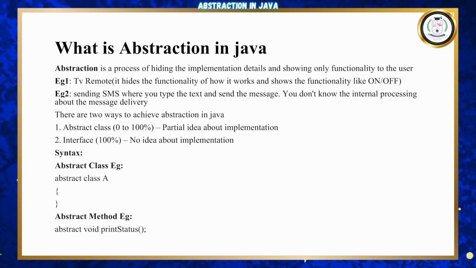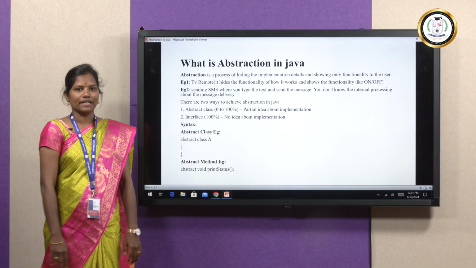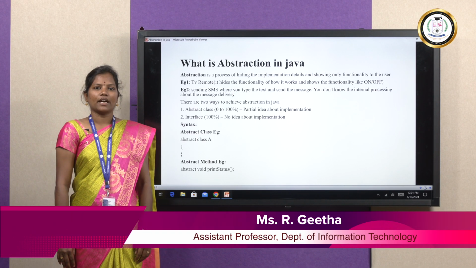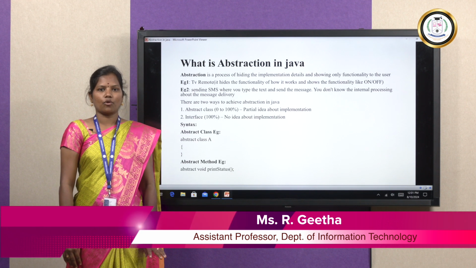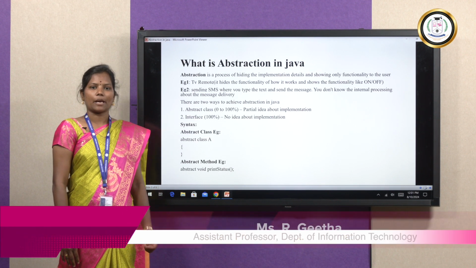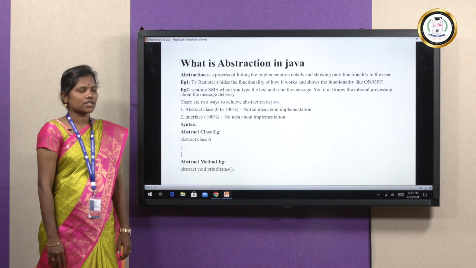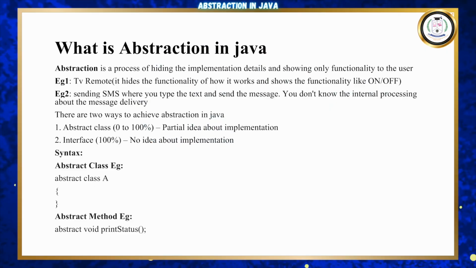Today we are going to see a topic, abstraction in Java. So what is abstraction? Basically it is one type of OOPS concept. In OOPS there are four pillars: abstraction, inheritance, polymorphism and encapsulation. Abstraction is nothing but hiding the implementation details and showing the functionality to the user. So let's see a real-time example.